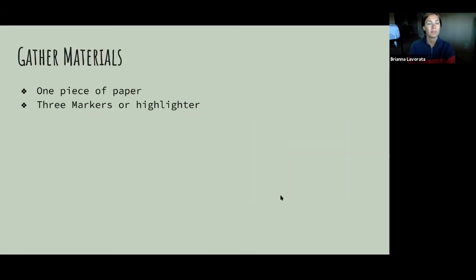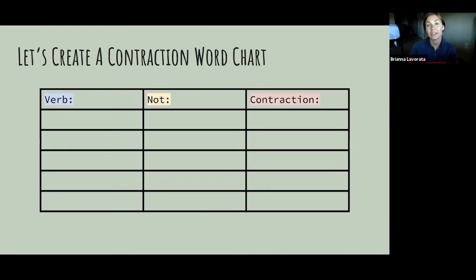Okay, so now I would like for you guys to gather some materials. Please gather one piece of paper. Gather 3 different markers or a highlighter if you have that. I'm going to be using green, blue, and purple. Pause this video while you gather those materials. Press play when you're ready to come back, and we will join you shortly on the rest of our lesson. So we're going to be creating a contraction word chart just like the one you see here. This is why 3 different colors are going to come in handy.